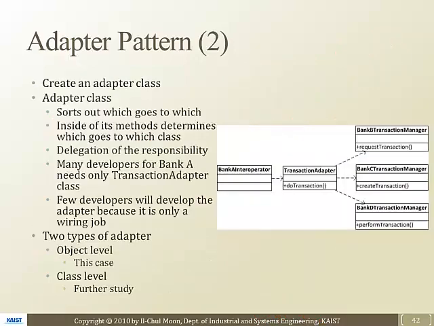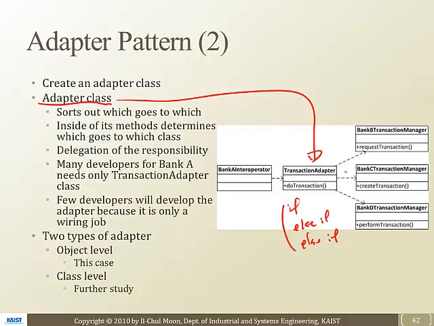That's the obvious solution. Okay, so the solution for the previous problem of the if-else compound is this. We are going to create the abstract adapter class like this, and this adapter class is going to sort these things out, like the if compound. We are going to put this if compound here in the transaction adapter, and this will take care of these many outside transaction managers. And then whenever bank A has to do something about that, what it handles is the transaction adapter only.